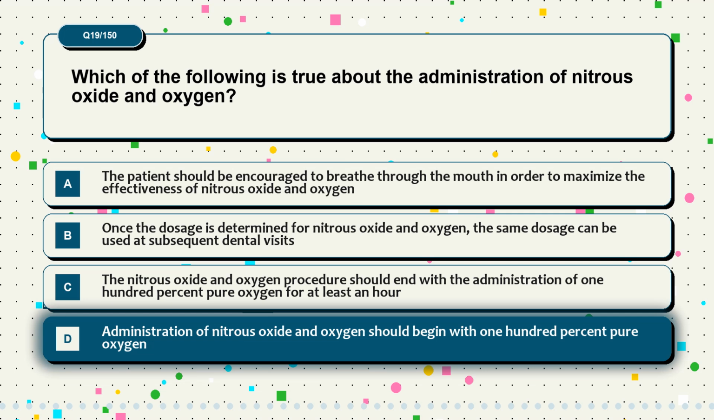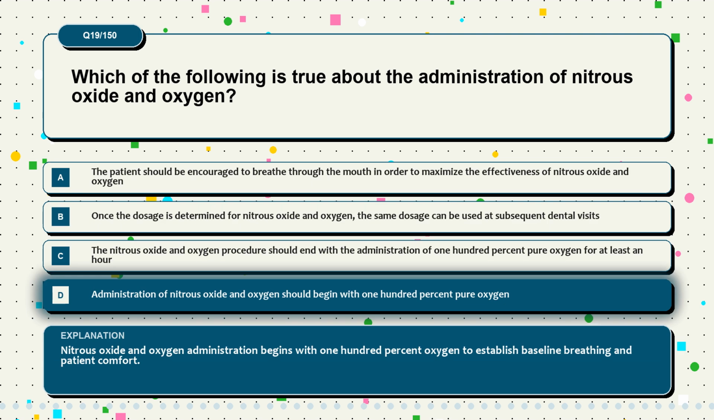The correct answer is option D. Administration of nitrous oxide and oxygen should begin with 100% pure oxygen. Nitrous oxide and oxygen administration begins with 100% oxygen to establish baseline breathing and patient comfort.